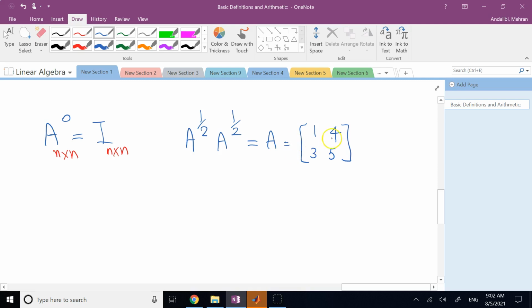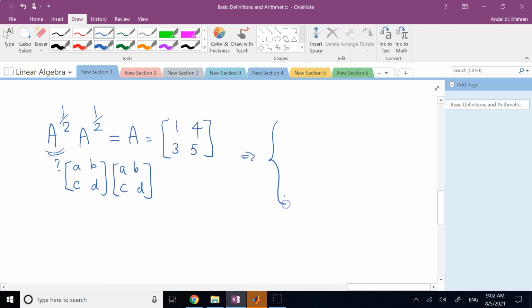Good? Now, if this is matrix A, my question is, what is the square root of A? Well, here, you know that the square root of A has to have the same format as A. So if it's 2 by 2, it's going to be a 2 by 2 matrix. And let's say it has 4 unknown entries, A, B, C, D. So if you multiply it by itself, the result should be 1, 4, 3, 5. So if you do so, you will get A squared plus BC is equal to 1. Then you will get AB plus BD equals 4. Then you get CA plus DC equals 3. And then you get CB plus D squared is equal to 5.